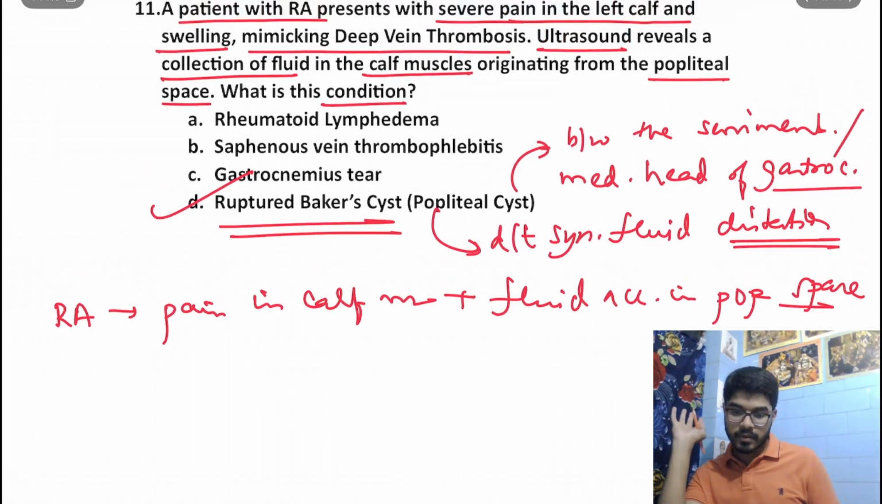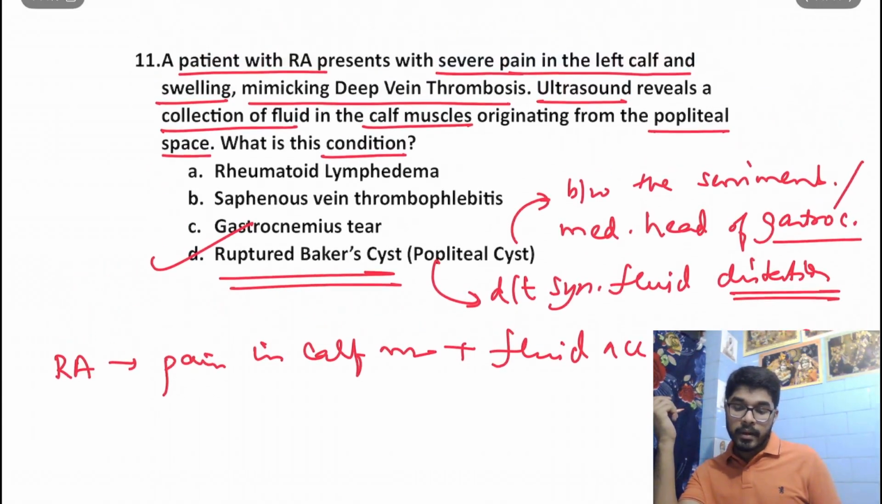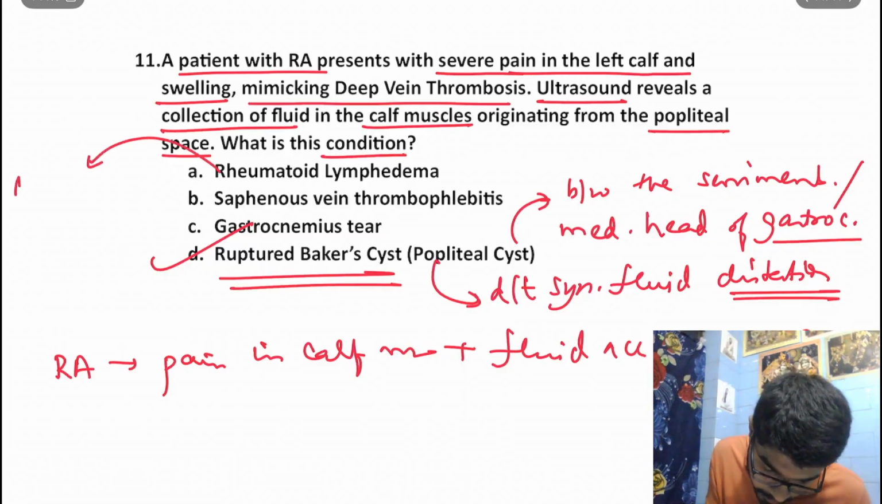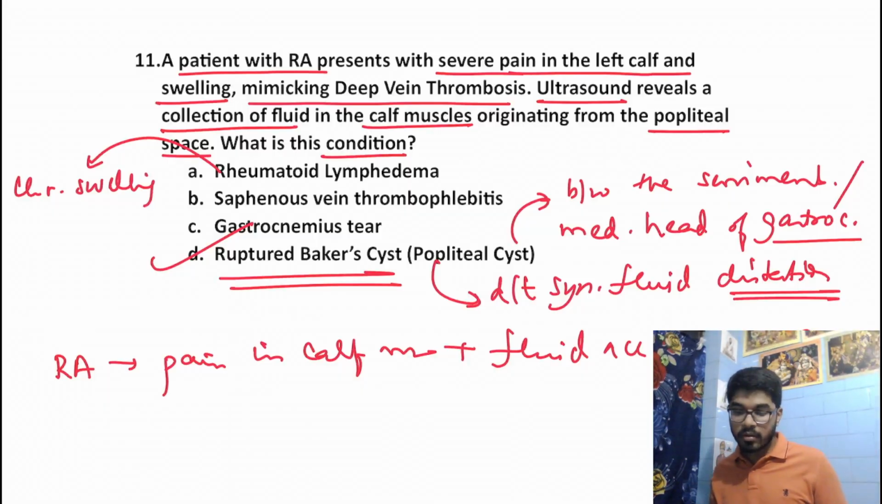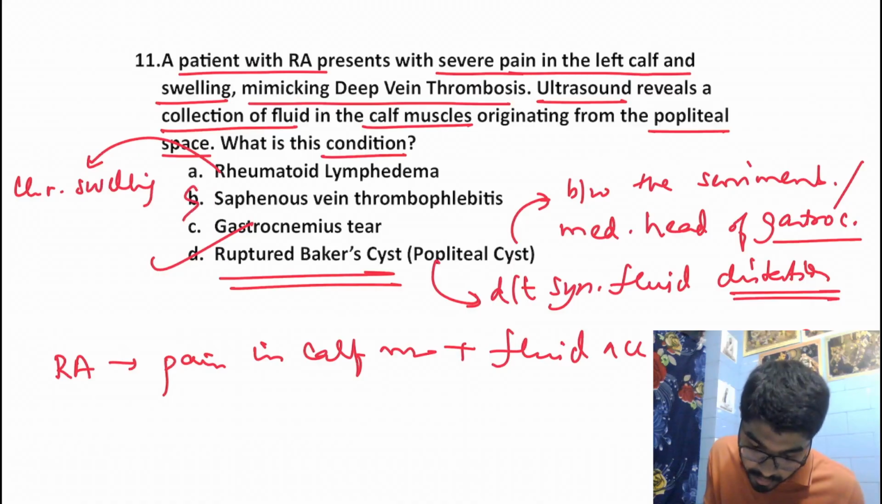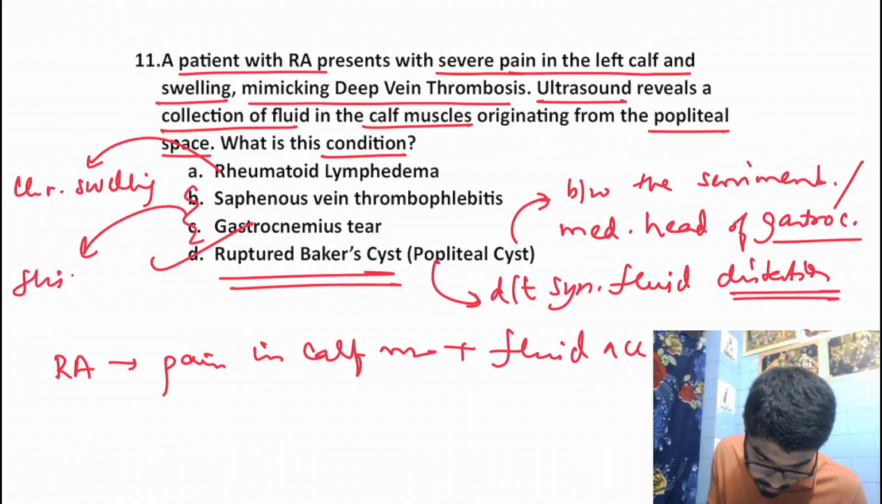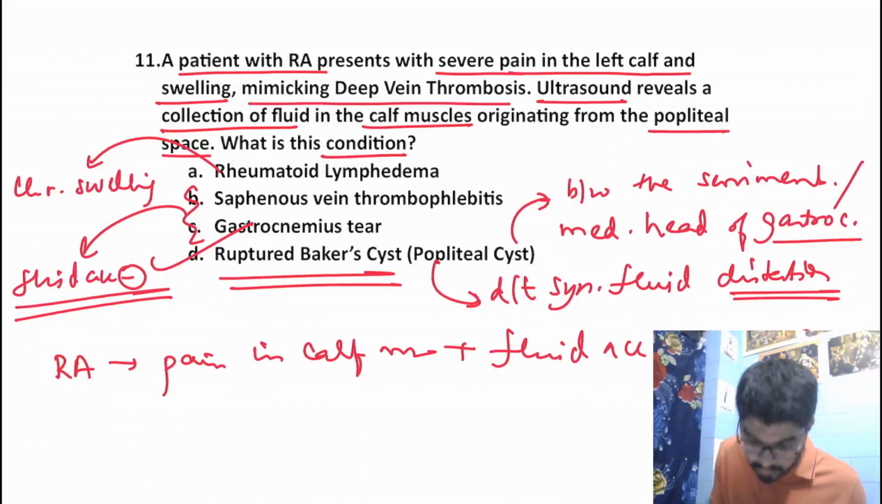A very classical presentation. If we talk about the other options, rheumatoid lymphedema, we would get chronic swelling and not an acute swelling like this. And in saphenous vein thrombophlebitis and gastrocnemius tear, this fluid accumulation would be absent.